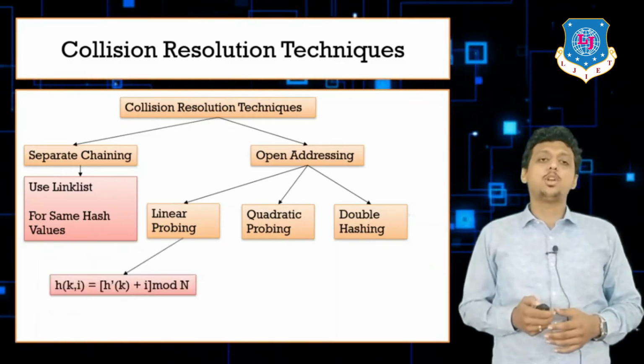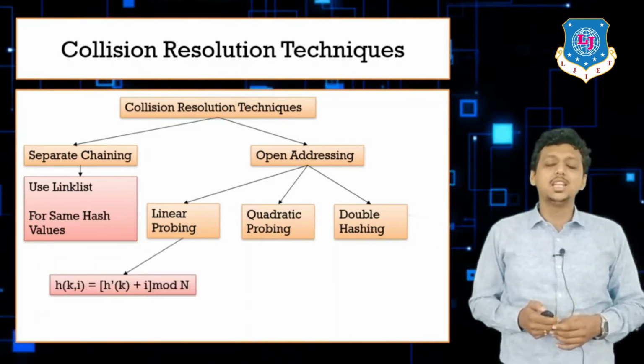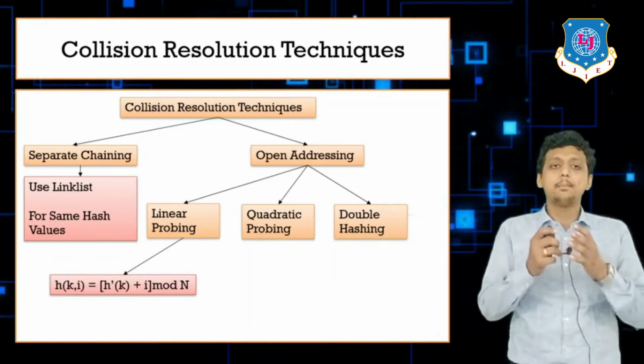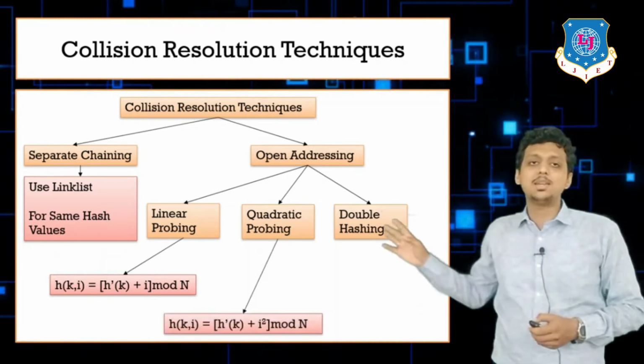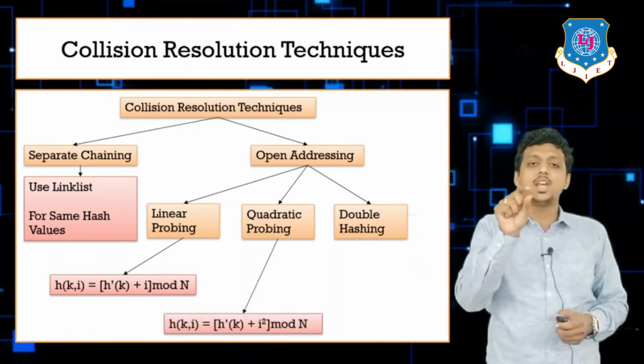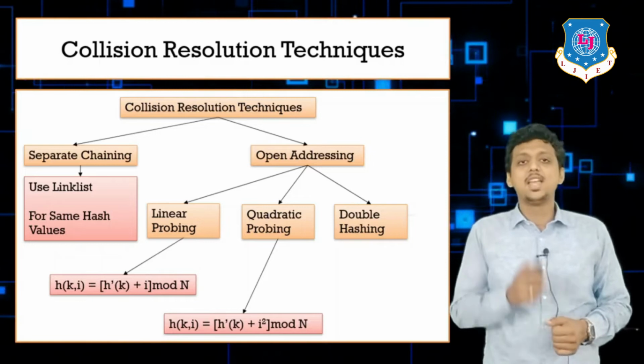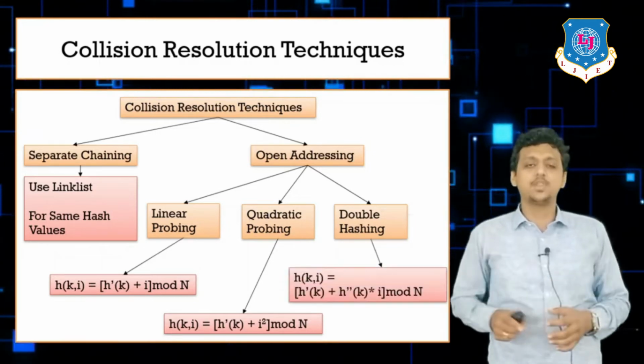The formula for linear probing is h of k comma i is equal to h dash of k plus i mod n. Quadratic probing is the same as linear, but instead of i you need to write i square. And for double hashing, we have two different hash functions.